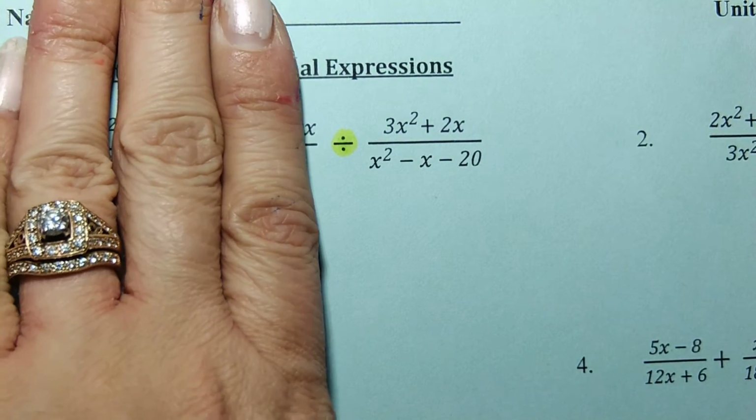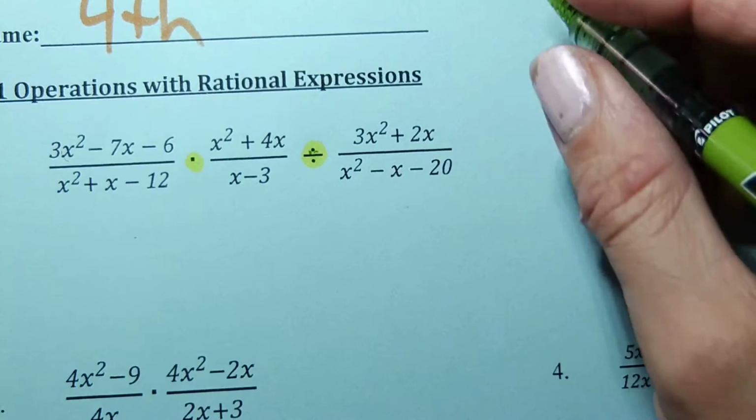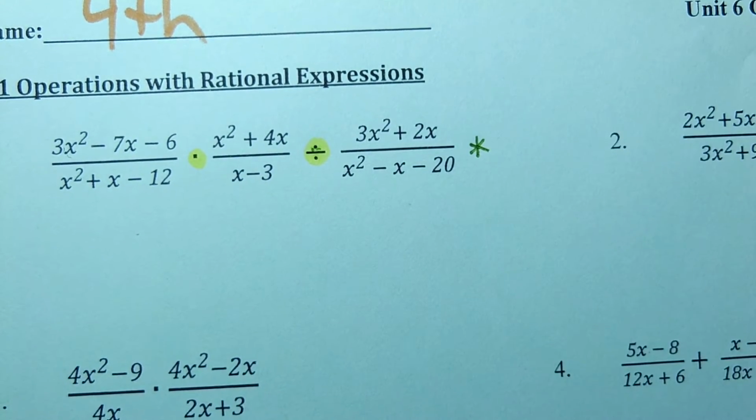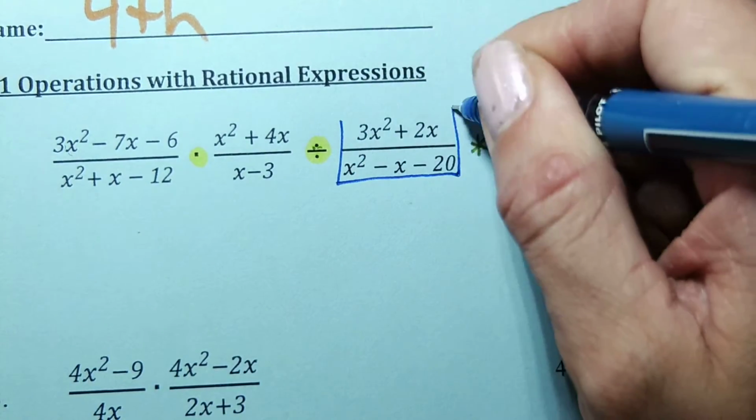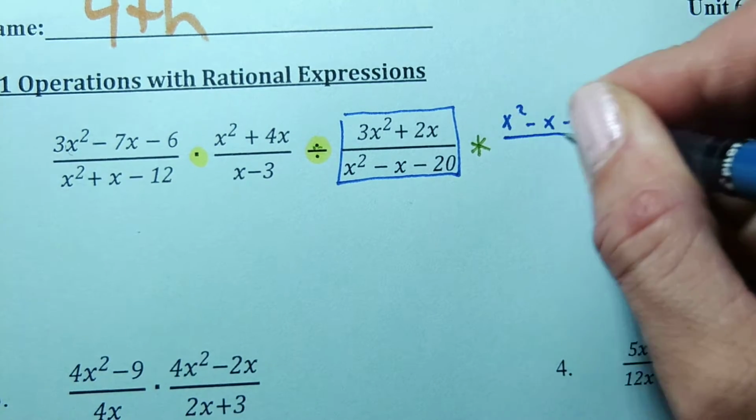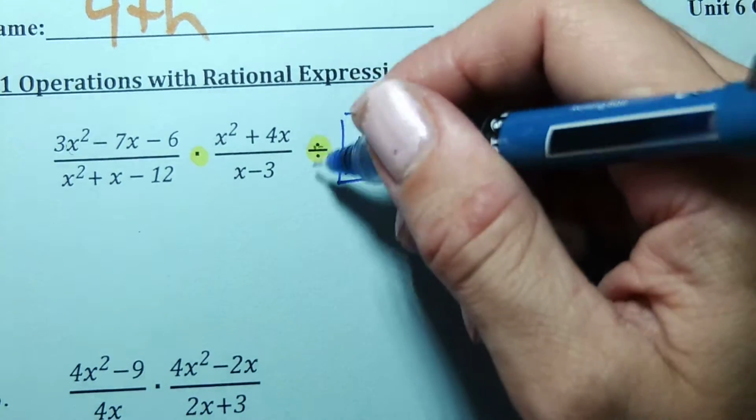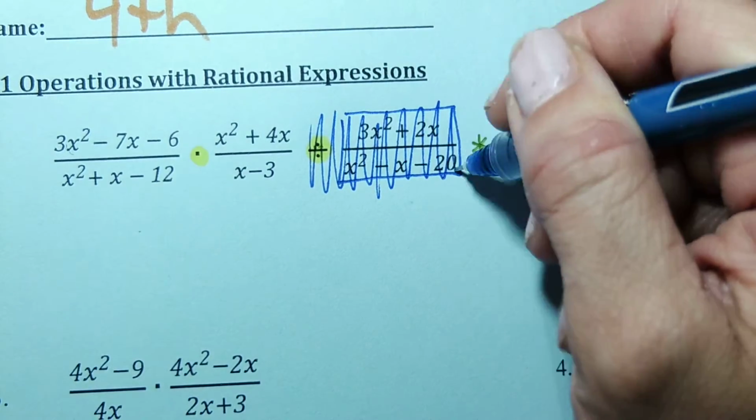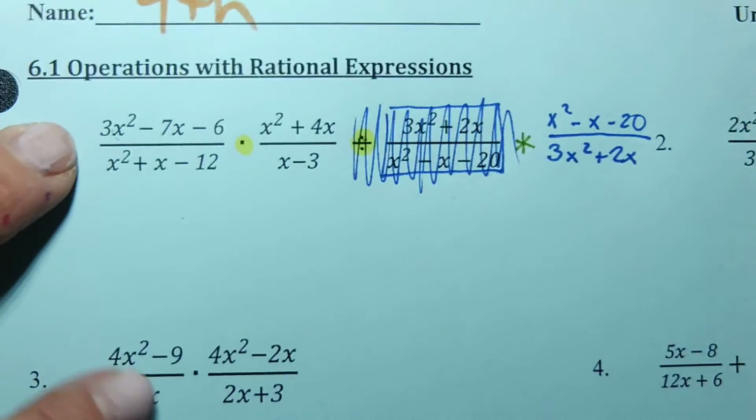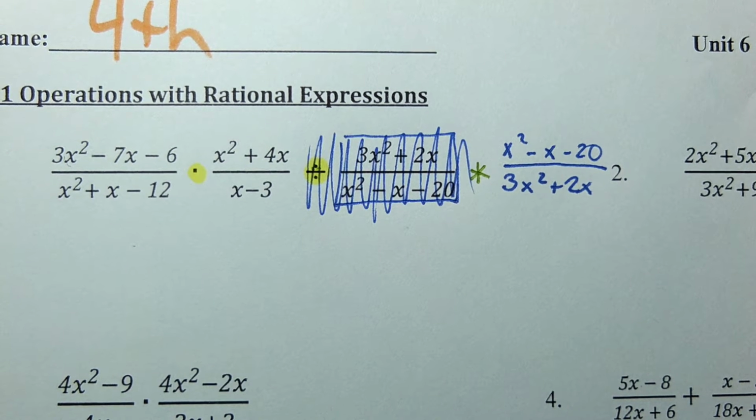Now the division only really affects the thing behind it. So I'm going to keep all the stuff to the left of the division sign. I'm going to change this to multiplication, so change, and then I'm going to flip this fraction. So I'm going to put the x squared minus x minus 20 on the top, and the 3x squared plus 2x on the bottom. And folks, I crossed off the original problem just because otherwise I have tried to use both fractions in the same problem. So cross it off, it's gone. We have changed it to be multiplying by the reciprocal. So this is kind of our starting setup.